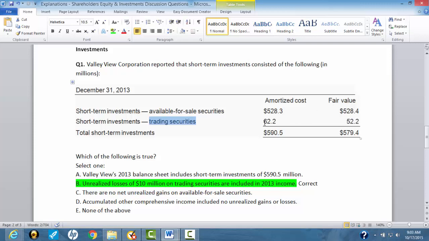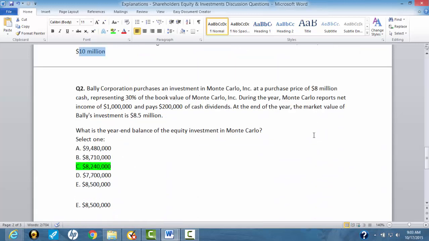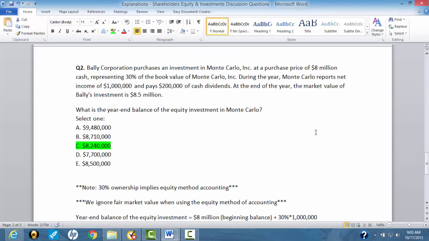Now, the cost is 62.2 and the fair market value, the price has declined to 52.2. So there is an unrealized loss of 52.2 minus 62.2, and it's 10 million. So that makes B correct. Let's now move on to question number 2.